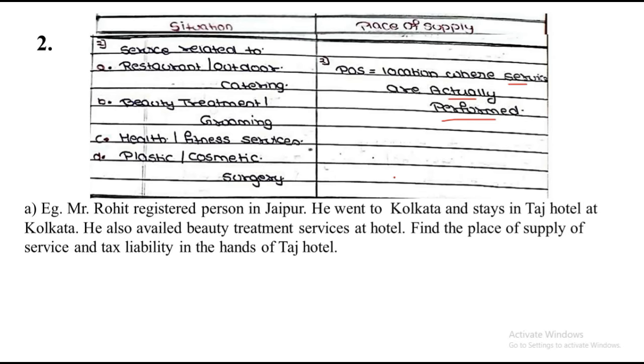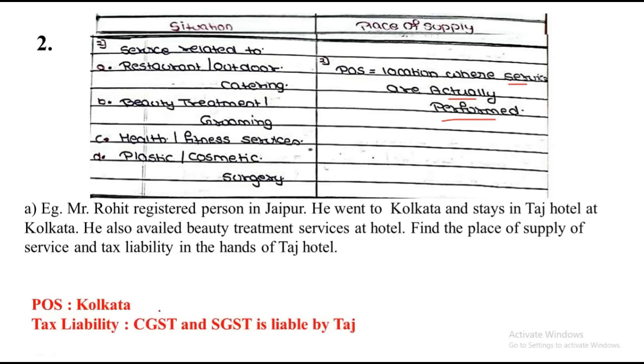So as per the rule of immovable property and the services related to beauty, the place where that is actually happening will be considered. In our case, everything is taking place in Kolkata in the Taj Hotel. So your place of supply will be Kolkata, and CGST and SGST will be liable by Taj. Both the place of supply and the beauty treatment are in Kolkata, so your tax liability will be CGST and SGST.